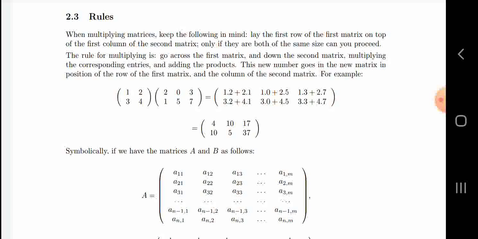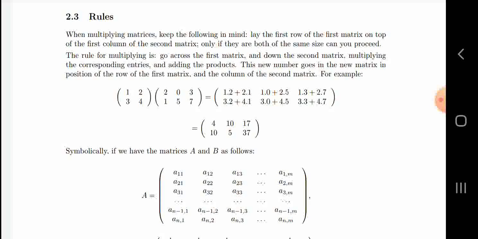We have to keep the following things in mind: the first row of the first matrix goes on top of the first column of the second matrix. Only if they are both of the same size can you proceed with addition, or multiplication, whatever you are doing. If they are not the same size, then you cannot proceed.